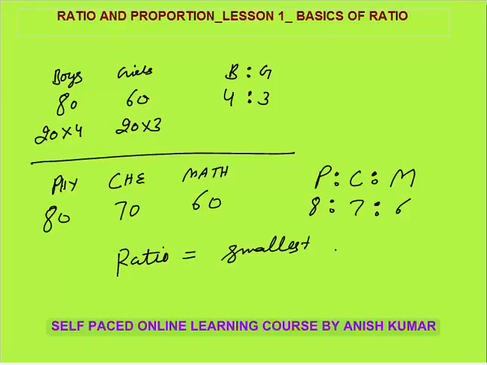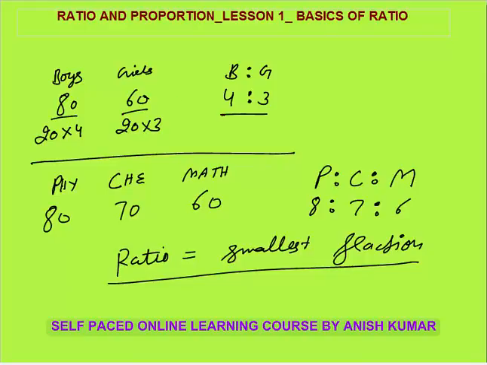So by this we learned that when I say ratio, it means the smallest fraction, the smallest fraction after removing the common factor. Whatever is left is called the ratio, the smallest fraction. Because 80:60 was the numbers, this is the ratio 4:3. Same way 8:7:6.